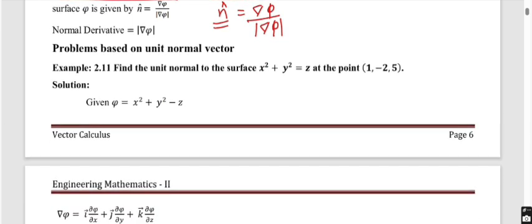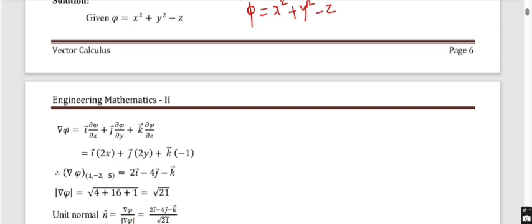Here the question is: find the unit normal vector to the surface x square plus y square equal to z at the point 1 comma minus 2 comma 5. Here the surface is the scalar point function, that is phi. So we take phi equal to x square plus y square minus z. From this phi we find del phi. Already we know the formula for del phi: i vector into dou phi by dou x plus j vector into dou phi by dou y plus k vector into dou phi by dou z.